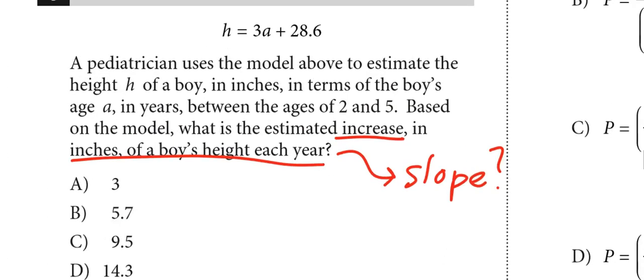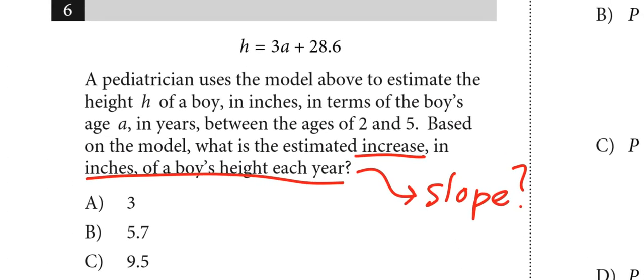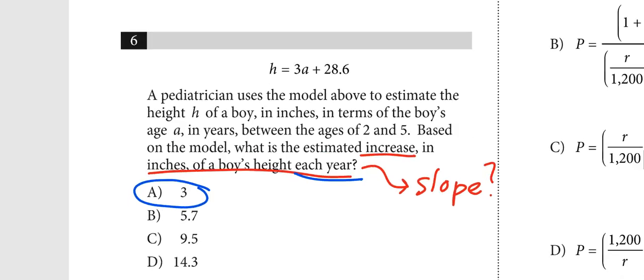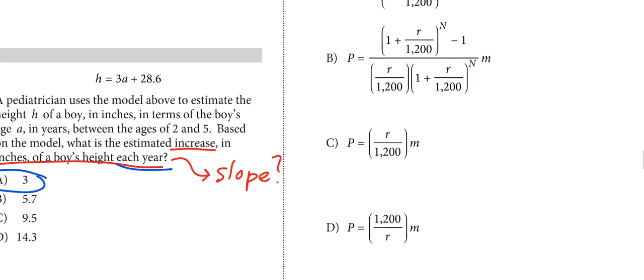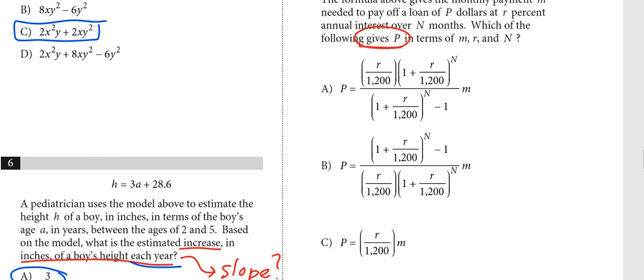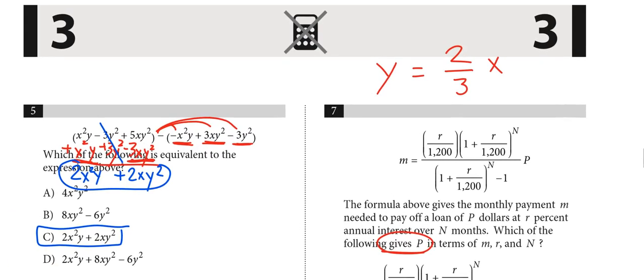Okay. So when you see something like this, how much increase in inches each year? That sounds like slope. Something per year. So when you look up there, the slope is 3. So that would be 3 inches per year that we're dealing with. Some of their questions are going to be just that easy.